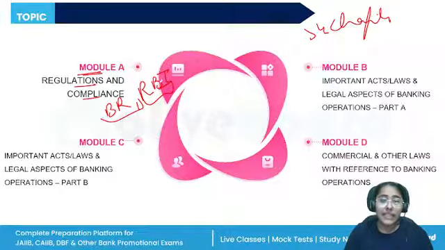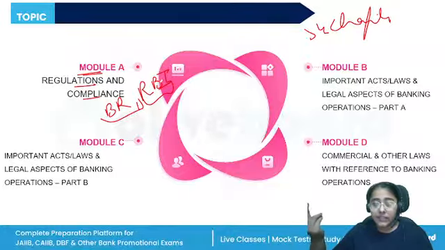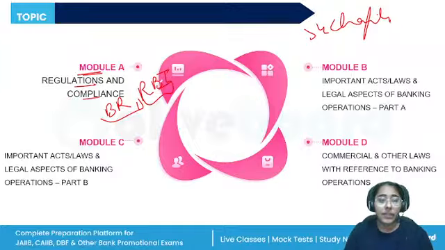Then module C has other important laws and acts like the Reserve Bank Integrated Ombudsman Act, the MSMED Act, SARFAESI Act, IBC Code, DRT. Everything is covered in module C. All right. The Consumer Protection Act, Law of Limitation, Tax Laws, Bankers Books Evidence Act. These are in module C.